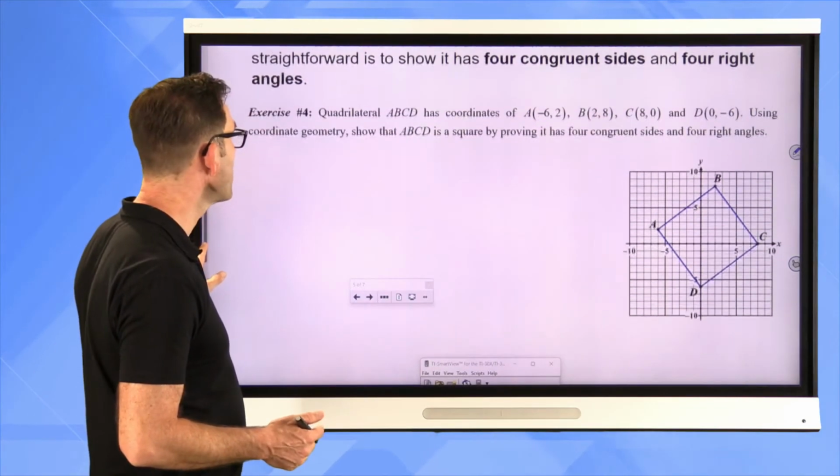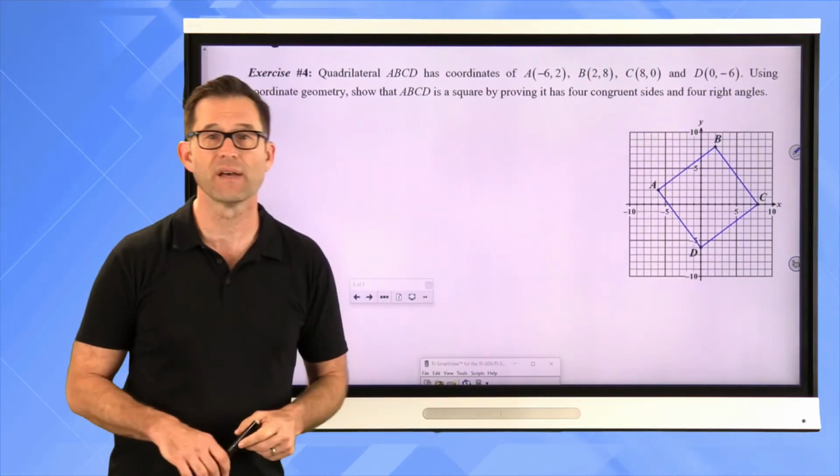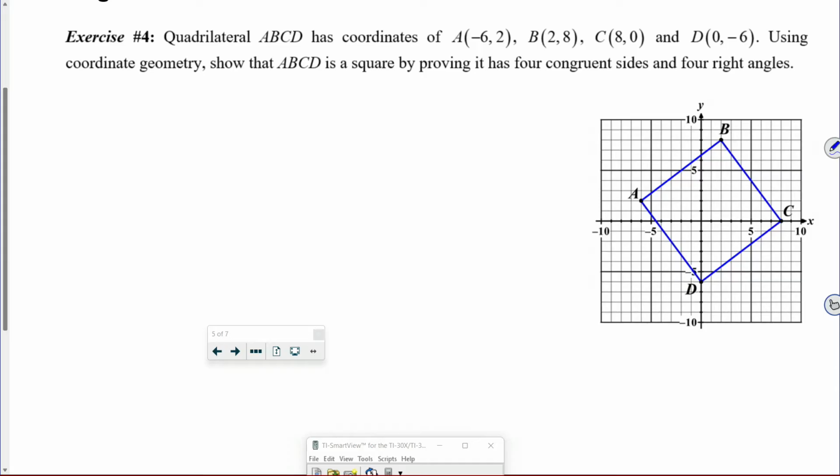Let's take a look at that in the coordinate plane. Exercise number 4. Quadrilateral ABCD has coordinates of A(-6, 2), B(2, 8), C(8, 0), and D(0, -6). Using coordinate geometry, show that ABCD is a square by proving it has 4 congruent sides and 4 right angles.